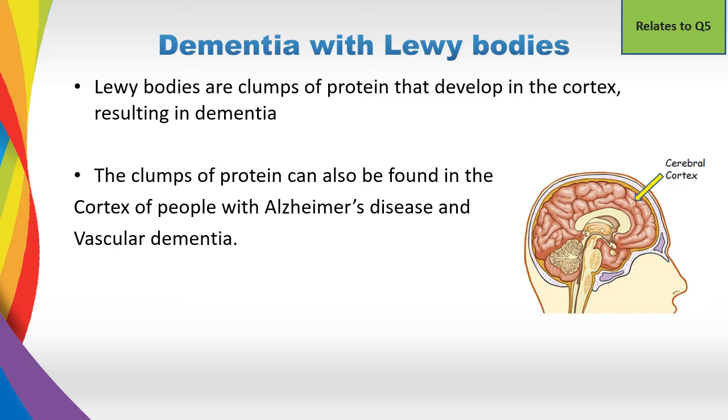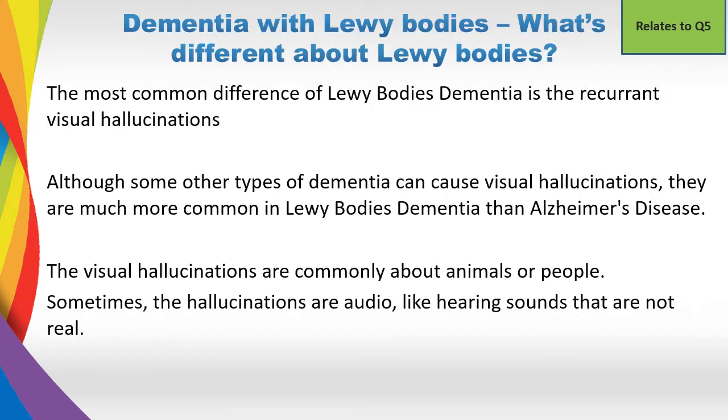The next one we're looking at is dementia with Lewy bodies. So Lewy bodies are clumps of protein that develop in the cortex, resulting in dementia. The clumps of protein can also be found in the cortex of people with Alzheimer's disease and with vascular dementia. So you're probably thinking, we've already looked at the proteins and that's Alzheimer's disease, and now you're telling me it's vascular as well. Yes, it is, but in Lewy bodies it's a lot more prominent. So those clumps of protein are in a particular place, and there's a lot more of them in that place.